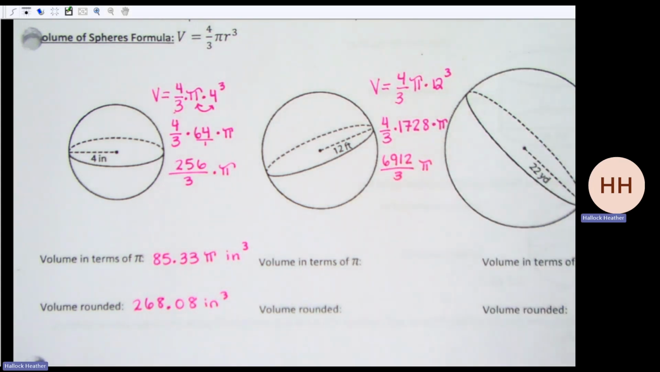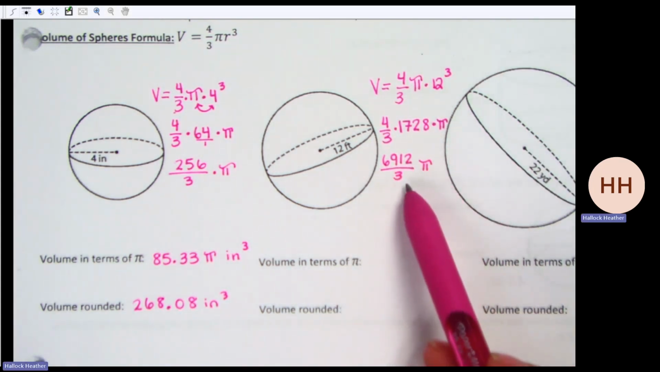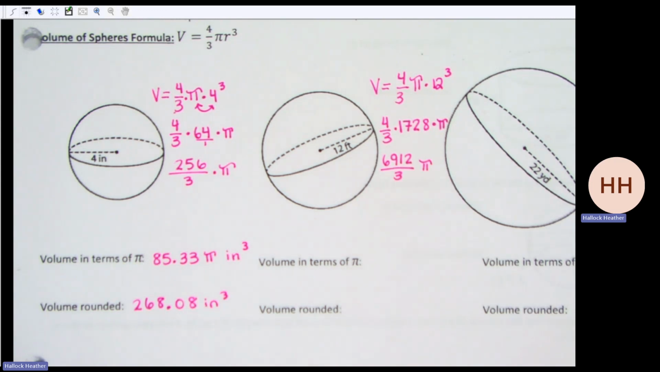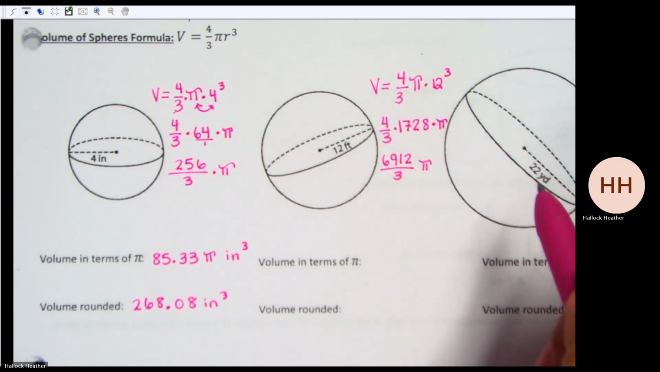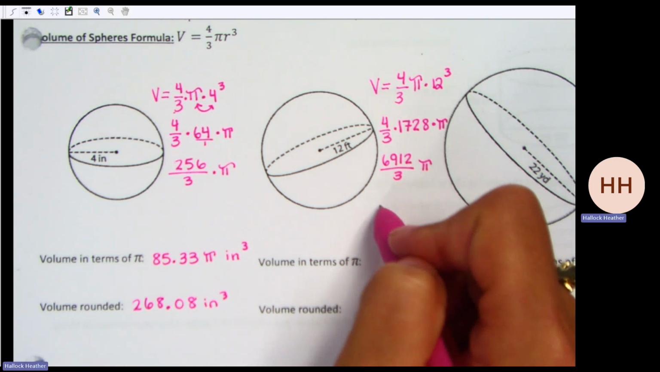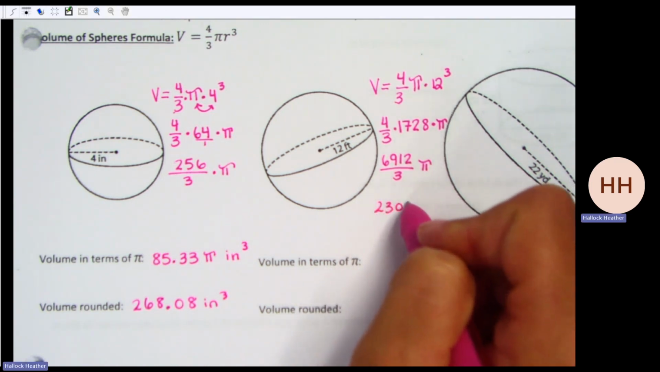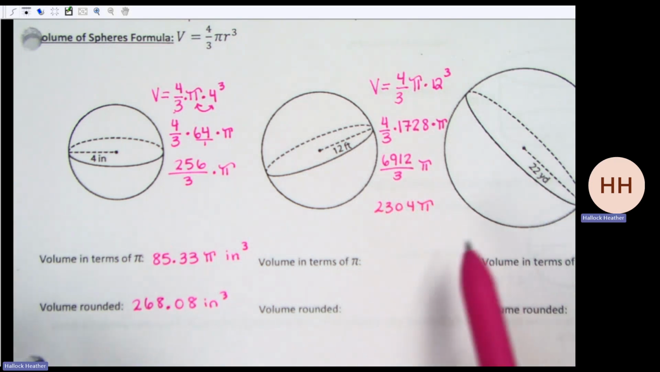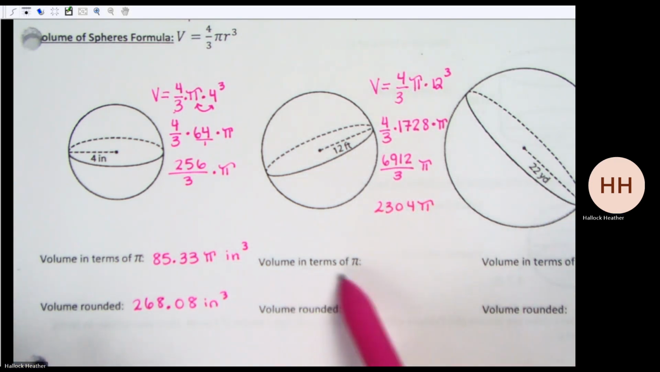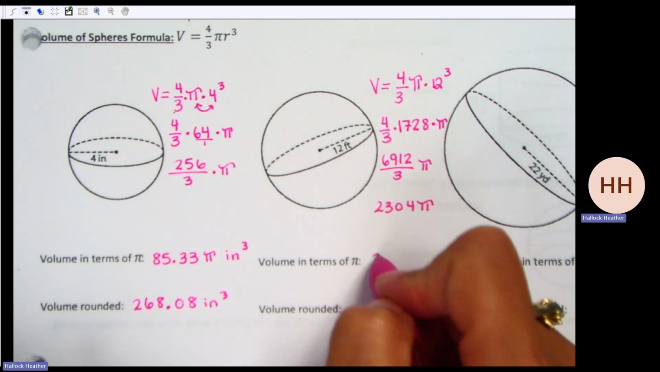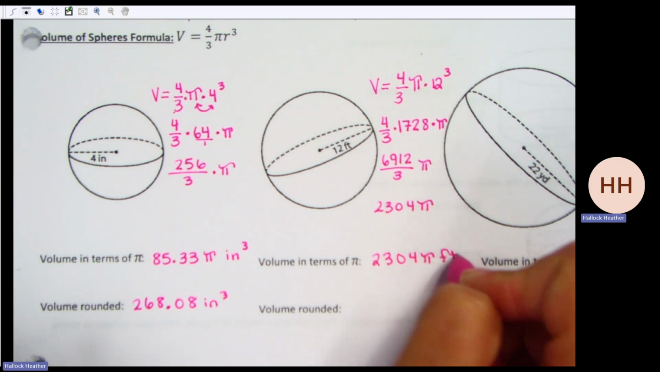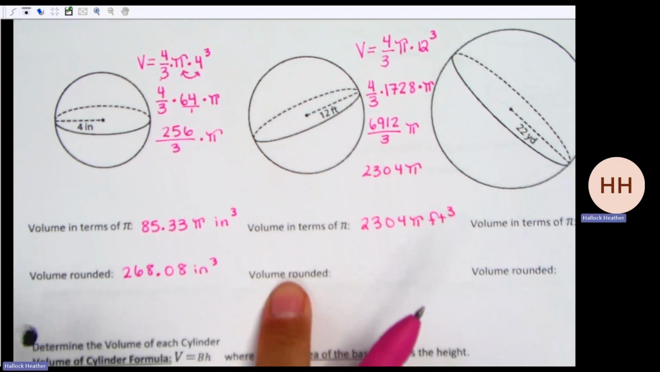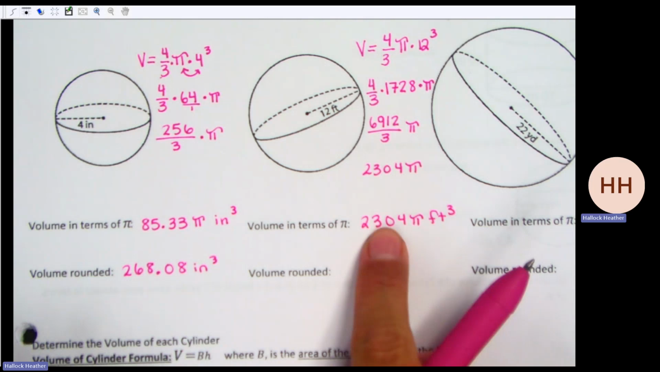And this is where you could just do it in the calculator all at once. If I divide by 3, what do I get? I think it's a nice number. Yes, thank you. That's in terms of pi. So in terms of pi, I get 2,304 pi feet cubed.